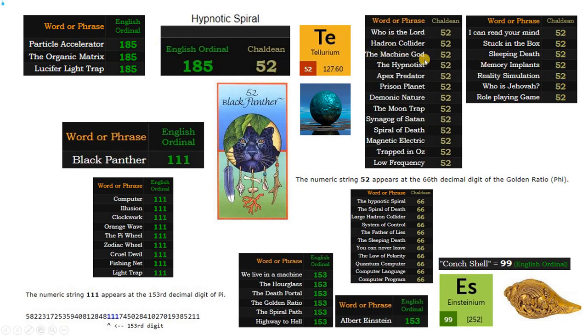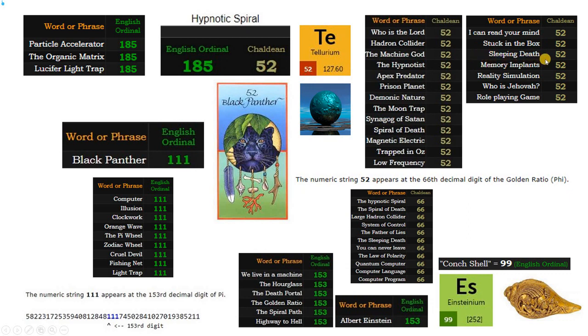Then we have the machine god, the hypnotist. This is linked to the hypnotic spiral. Apex predator, demonic nature, so this indicates the nature of the entity running this matrix. The moon trap, synagogue of Satan, spiral of death, magnetic electric, so those are the two forces used to create this reality. Trapped in Oz, low frequency. I can read your mind, so this reminds me of the word telepath that we had before.